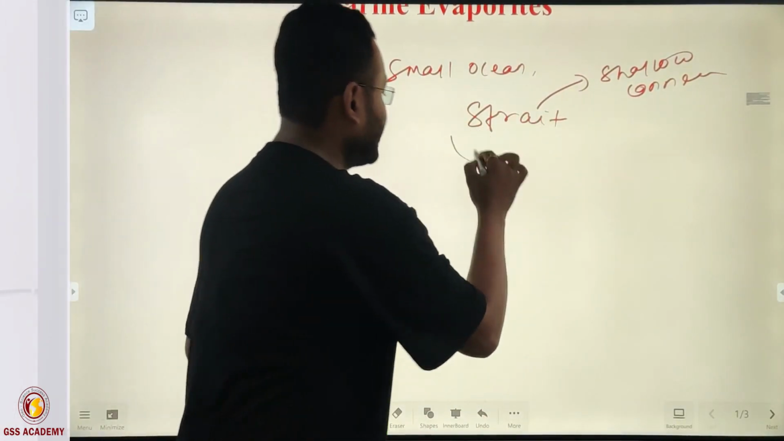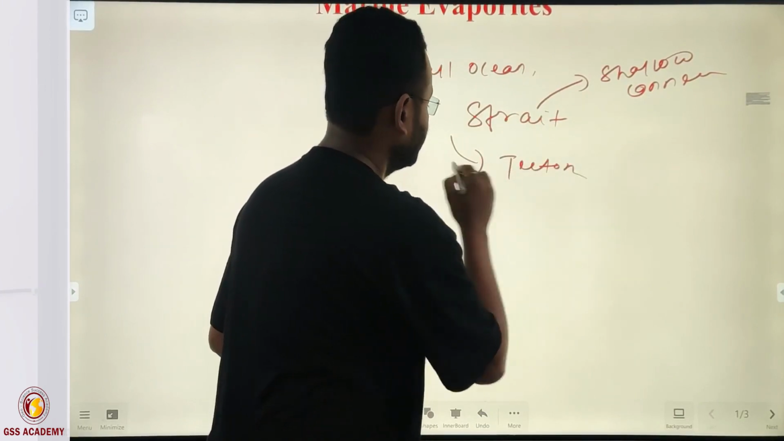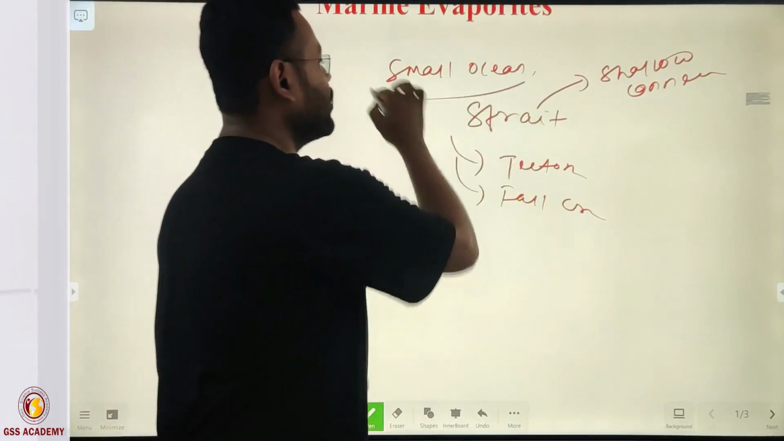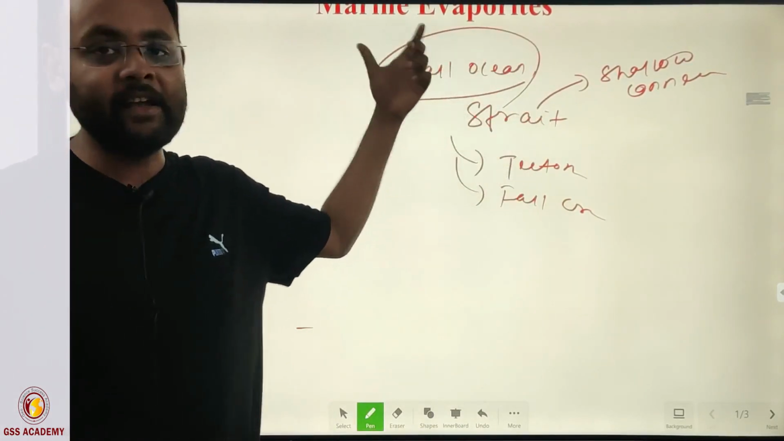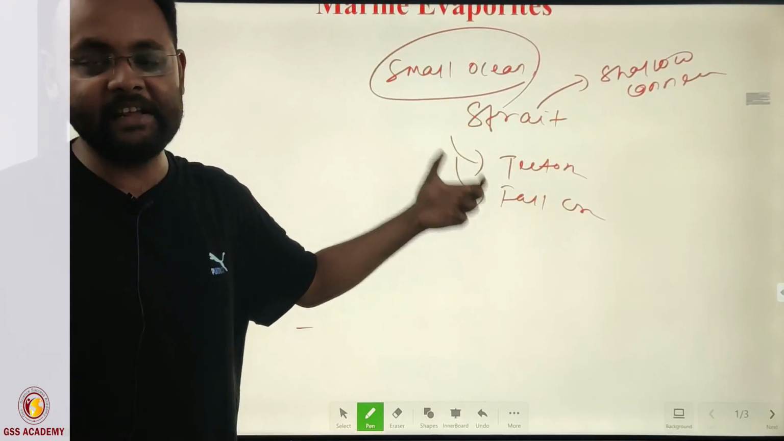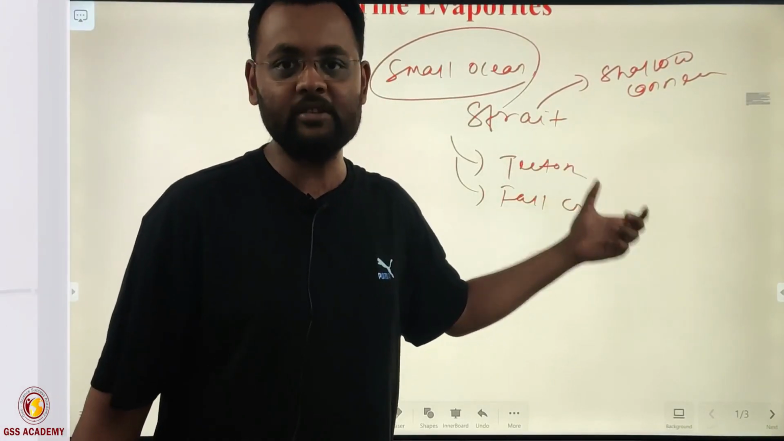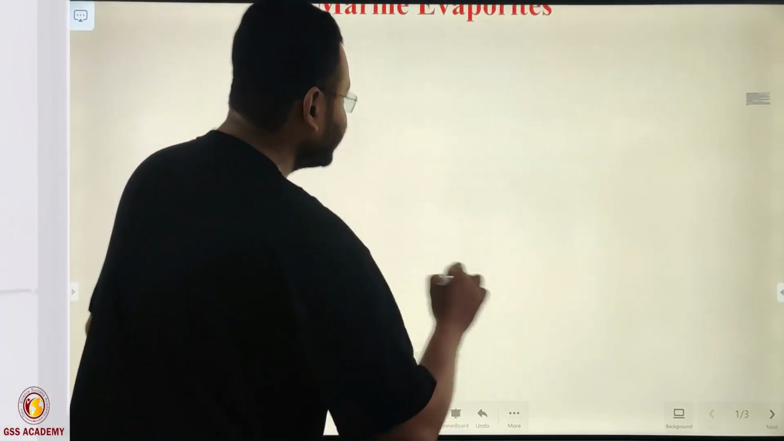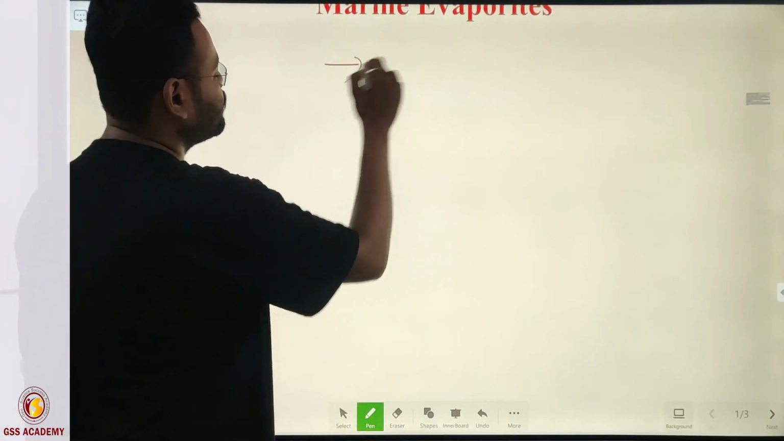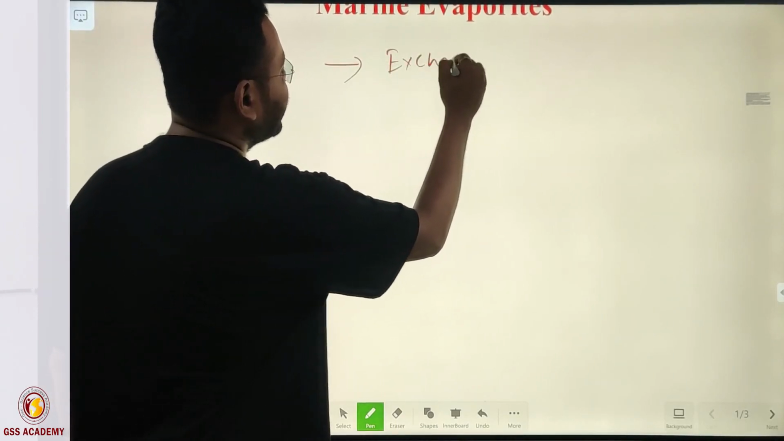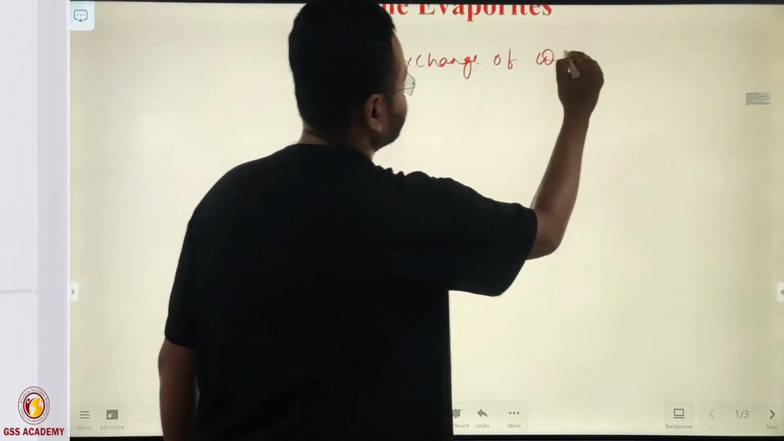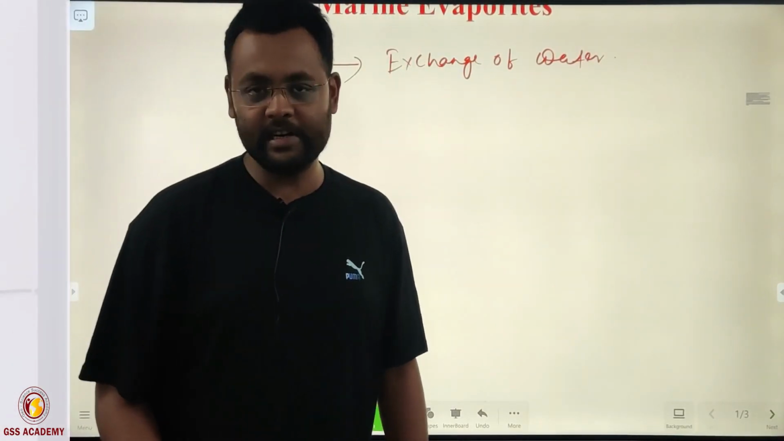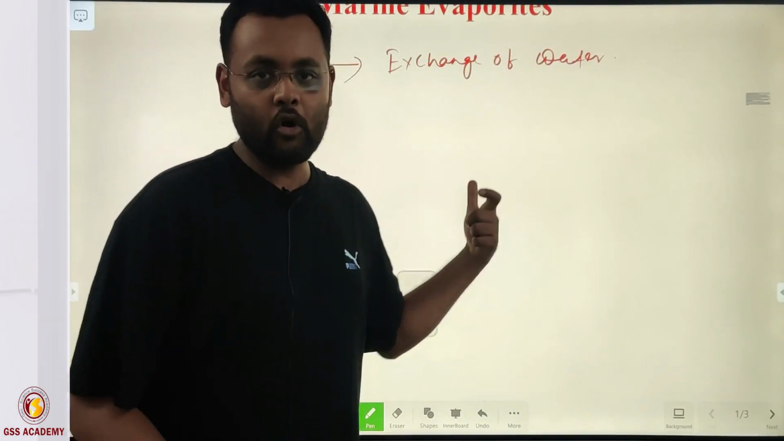Okay, and by means of the tectonic uplift or fall in the oceanic crust, if this small ocean will be partially isolated from that open ocean, then immediately a precipitation of the evaporites will take place. Previously we have seen that for the evaporites to form, there must be limited exchange of water between that partially isolated body of water and that of the open ocean.